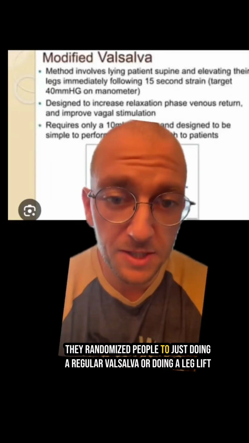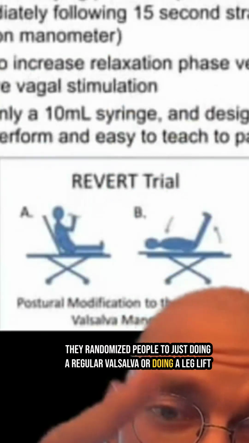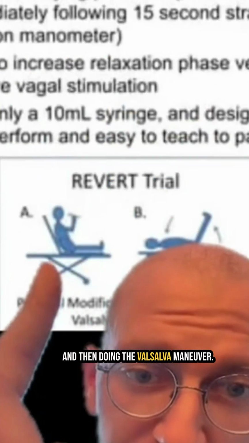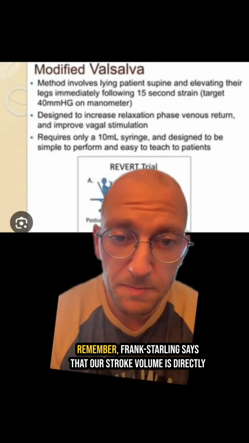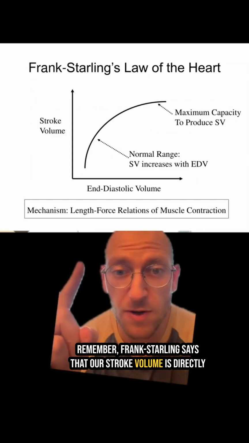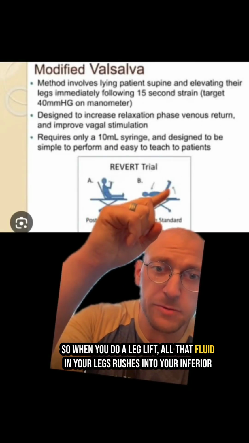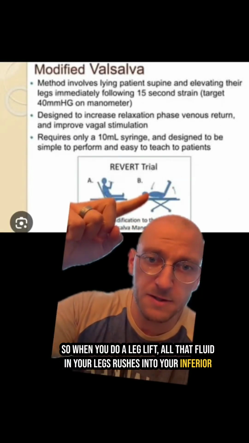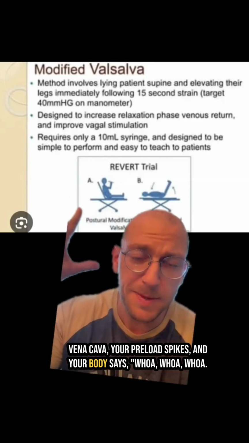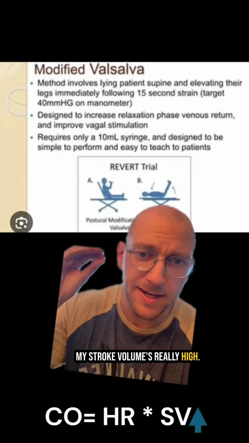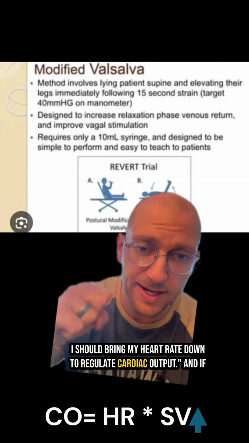They randomized people to just doing a regular Valsalva or doing a leg lift and then doing the Valsalva maneuver. Remember, Frank Starling says that our stroke volume is directly proportional with our preload. So when you do a leg lift, all that fluid in your legs rushes into your inferior vena cava, your preload spikes, and your body says, whoa, whoa, whoa, my stroke volume is really high. I should bring my heart rate down to regulate cardiac output.